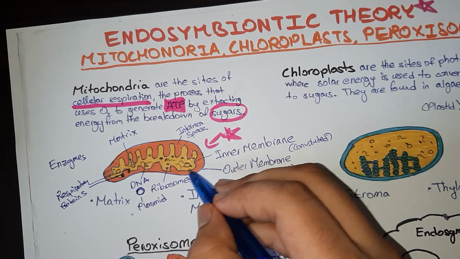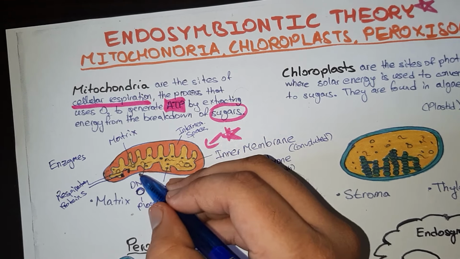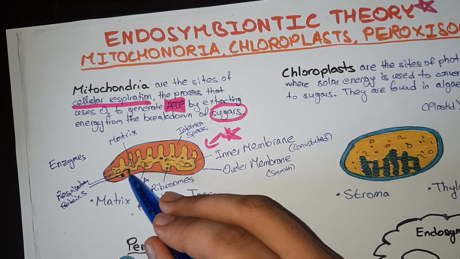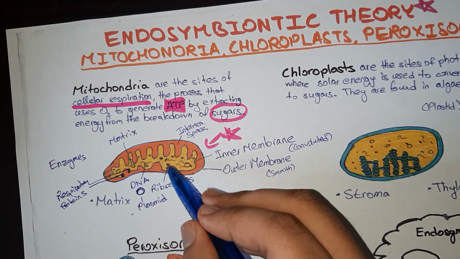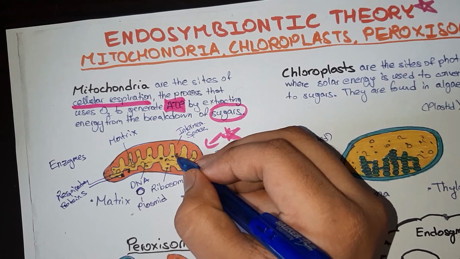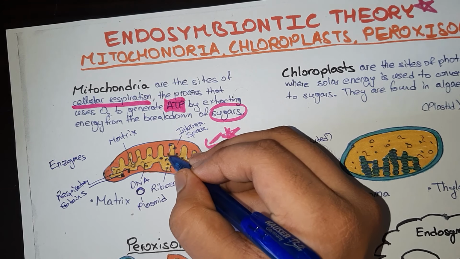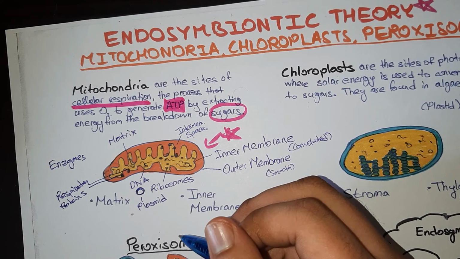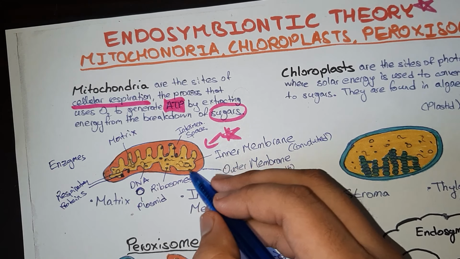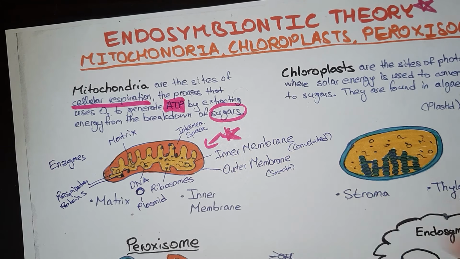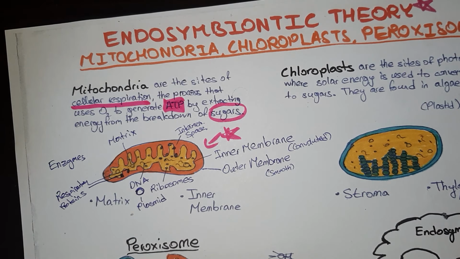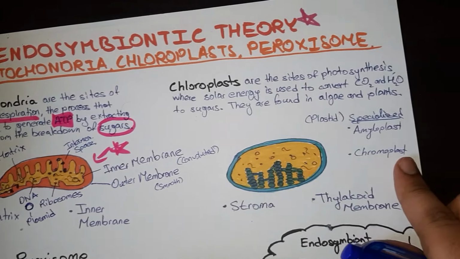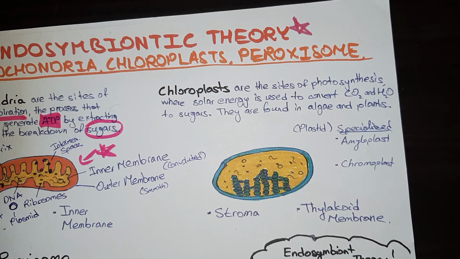Because this inner membrane is very convoluted, there is a lot of space for the respiratory proteins to be embedded in the membrane, which means you can have a lot of respiratory proteins here. And this means that the efficiency of respiration goes up because of this convoluted nature. We call this high surface area to volume ratio. So now let us move on to the chloroplast.